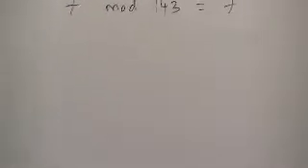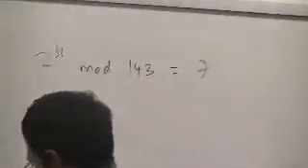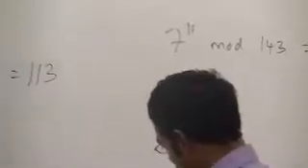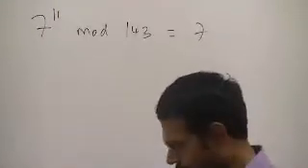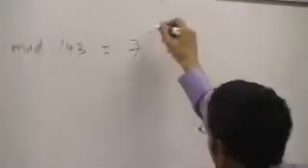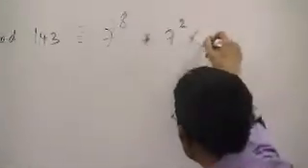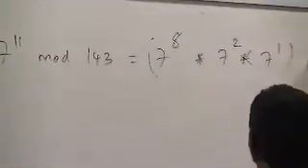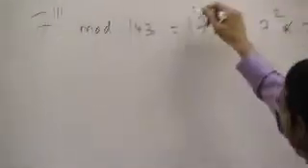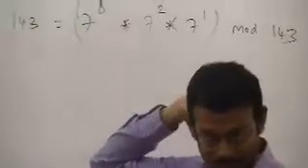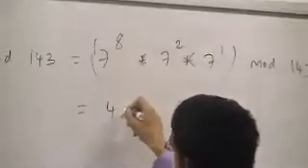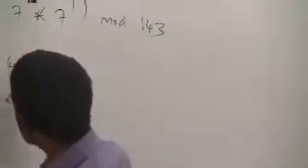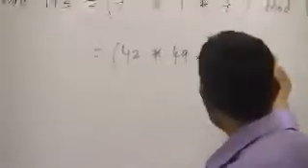So 11 is what? 8, 2, 1, right? So 1, 0, 1, 1. So I need to use 7 raised to 8, and then 7 raised to 2, 7 raised to 1. So this is going to be 7 raised to 8 times 7 raised to 2 times 7 raised to 1 mod 143. Is that clear now? Yeah, it's clear now. So we found each thing. 7 raised to 8 was 42, 7 squared is 49, 7 raised to 1 is 7, mod 143.